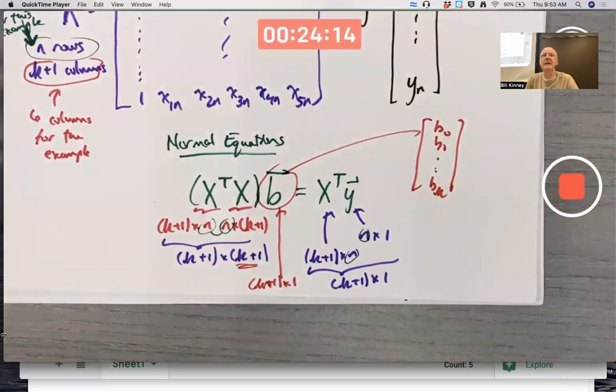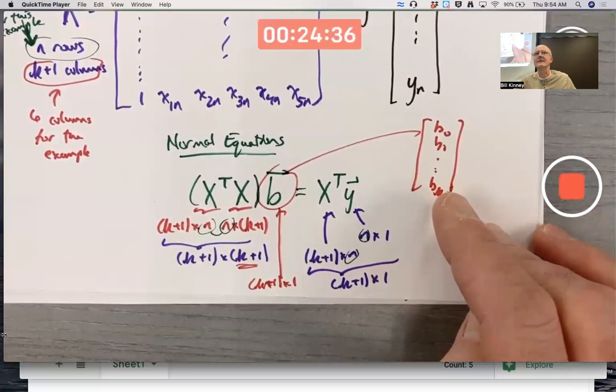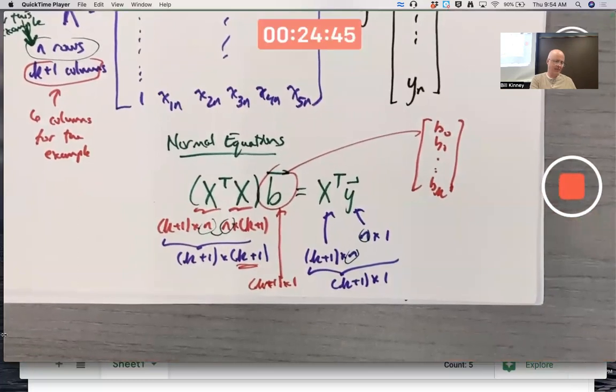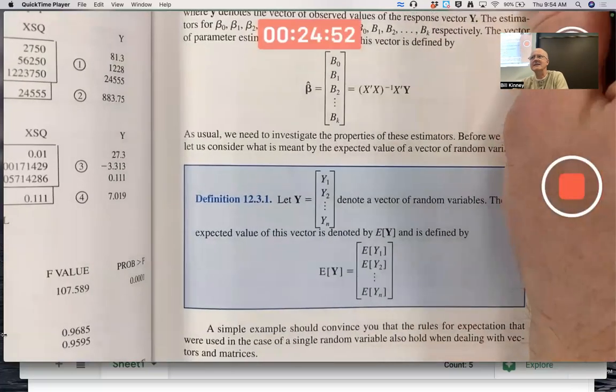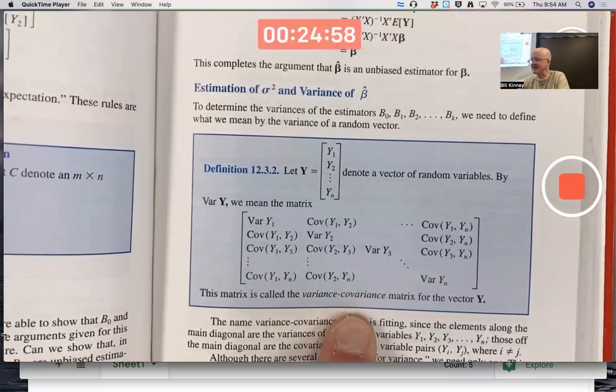For a particular data set, those are going to be numbers. In the abstract, which you're going to think about when you read section 12.3, they're going to be estimators, statistics, random variables that have distributions. And the entire vector itself might even be said to have a distribution that has a certain vector mean and a certain vector variance, although you'll see the vector mean is indeed a vector, but the vector variance is actually a matrix called the variance covariance matrix.